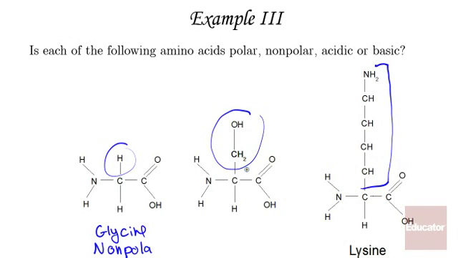This second amino acid is serine. Serine, you see, has a hydroxyl group, which is polar. So this is a polar amino acid. Lysine is a little bit more complicated, and you'll notice that it has an amino group. When this is put in solution, this amino group is going to pick up a hydrogen ion and become NH3+. Therefore, it is basic. So we have 3 amino acids, 3 different categories: nonpolar, hydrogen side chain. Serine is polar with the hydroxyl group. And finally, lysine, which is a basic amino acid.